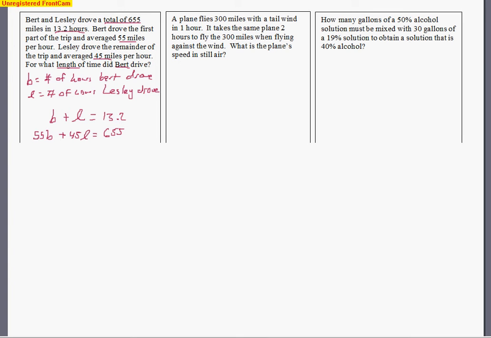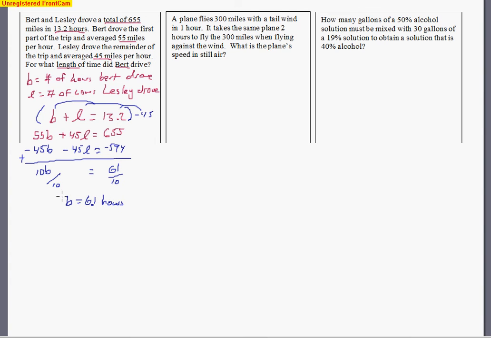So we want to solve for Bert's length. So let's cancel out Leslie. So negative 45 is what we need to multiply each of these terms by. So negative 45b minus 45l equals negative 594. So when I add this together, I end up getting 10b equals 61. So when I do that division, it moves the decimal over one space to the left, so b equals 6.1 hours, which is 6 hours and 6 minutes if you change it to that.